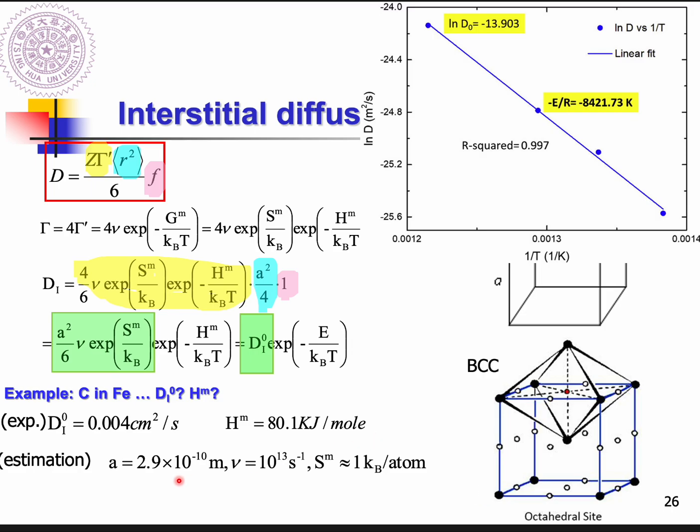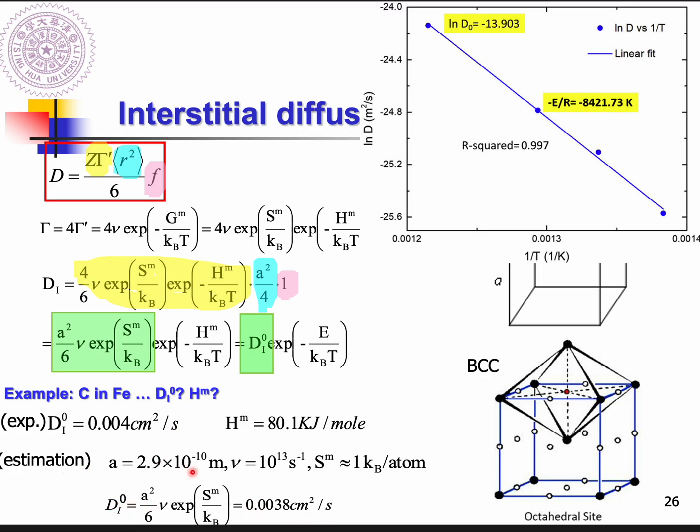Then how do we estimate D0 and the migration energy? Do we have a chance to estimate that? Regarding D0, we can do some estimation as long as we know the A, mu, and migration entropy. For the lattice constant, you can either check the literature or measure it from XRD, then you can get the lattice constant of these materials. And mu and entropy, you can check from the literature. Then based on this data, we know D0 equals this.